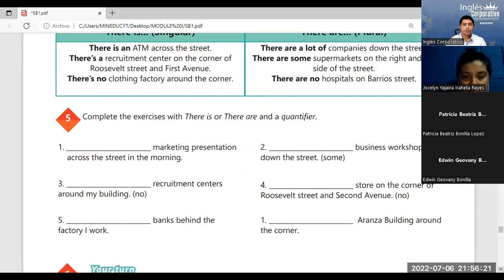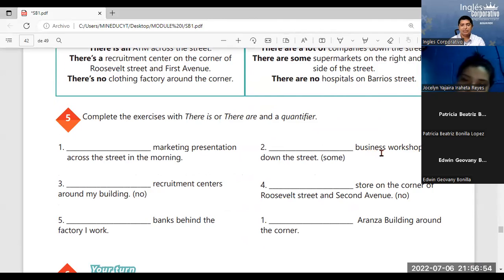Ahí está. Right here, next is number 5. We have some sentences. Complete the exercise with there is or there are and a quantifier. Ahí tienen un ejercicio. Por ejemplo, la 1 dice: marketing presentation across the street in the morning. Tengan cuidado y traten de identificar cuál es singular y cuál es plural. Y en base a eso, usted va a decidir usar there is or there are. For example, in number 2 it says: business workshops down the street, and so on. Esto me está diciendo si es singular o es plural. ¿Qué piensan?